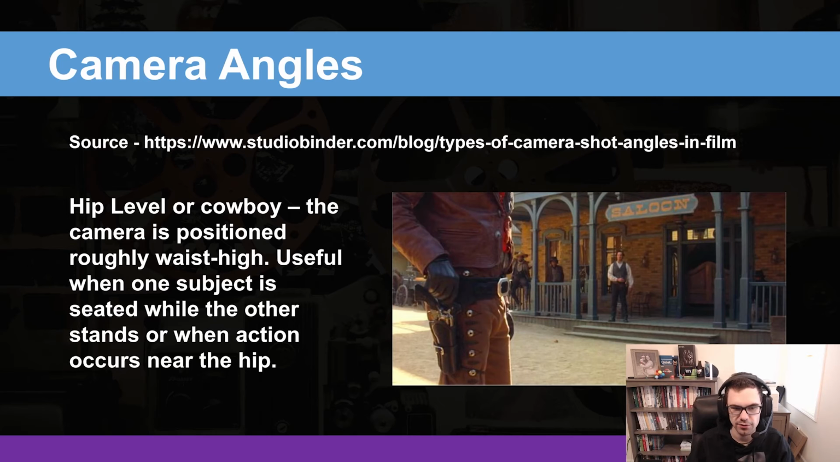Then you have the hip level or cowboy. The camera is positioned roughly waist high, and here you can see a shot of a cowboy's gun holster. And it's practical to get that because when the subject is seated, it's the best use of that, or while another one stands, or when the action occurs near someone's hip, which again a lot of that occurs in westerns with the gun holster. So as a result, this hip level shot is used profusely in cowboy movies, and also movies with a lot of guns.